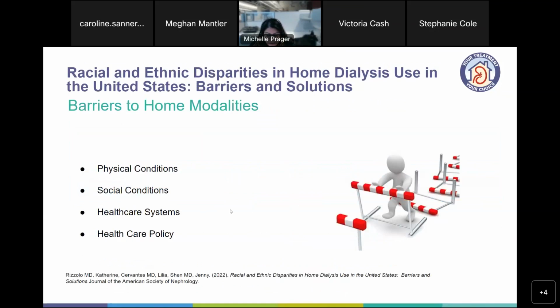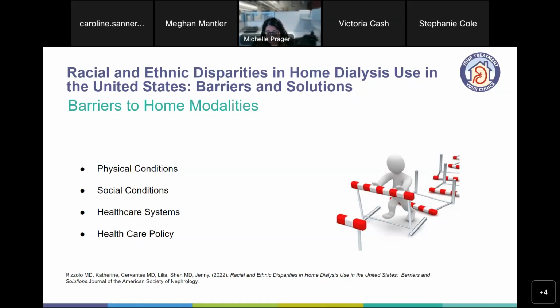Recently in IPRO Learn, we put out an article synopsis titled Racial and Ethnic Disparities in Home Dialysis Use in the United States, with Barriers and Solutions. The article reviewed the following 4 barriers: physical conditions, meaning space issues, unstable housing, access to dialysis with home, and high socially disadvantaged dialysis units.